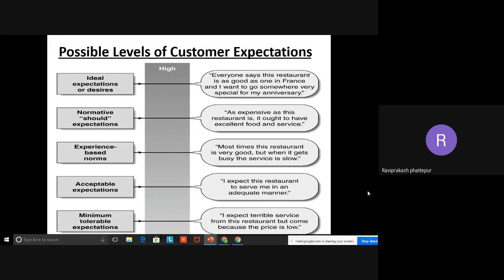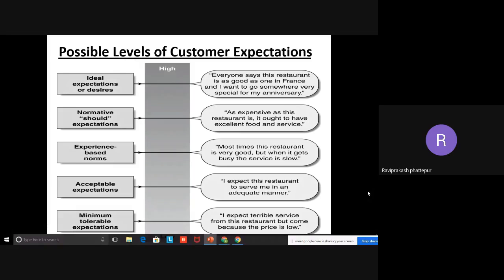So what it says, everyone says this restaurant is as good as one in France, and I want to go somewhere very special for my anniversary. So what does this mean? This is heard by someone. That is, this is as good as a restaurant that is very famous in France. So that means I need to make my anniversary special, so I need to go to that particular restaurant.